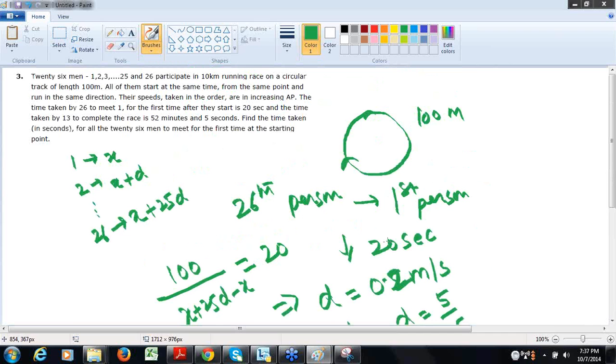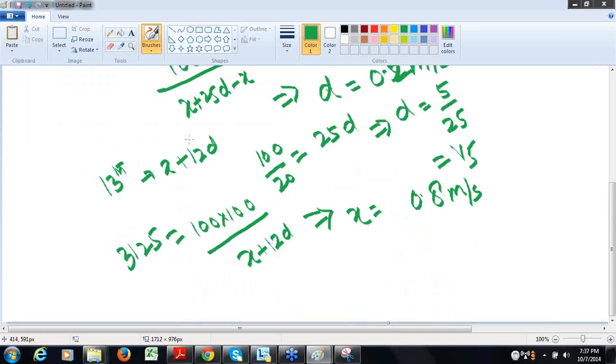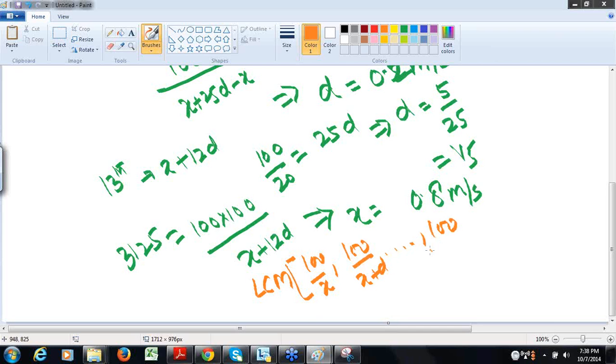Now, what is it asking? Find the time taken in seconds for all the 26 men to meet for the first time at the starting point. So what will be the time taken by them to meet the first time? It will be the LCM of 100 upon X, 100 upon X plus D, up to 100 upon X plus 25D. This will be the LCM because this is the time taken by each one of them to complete the circle.